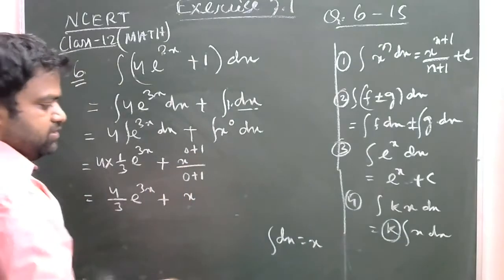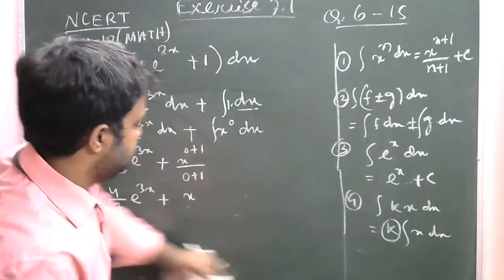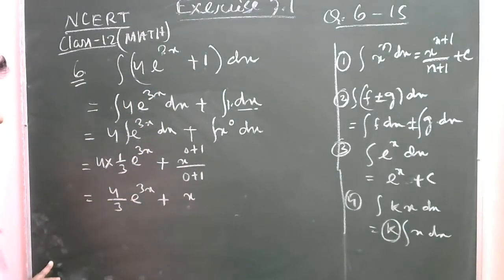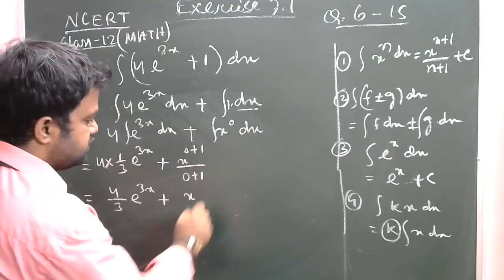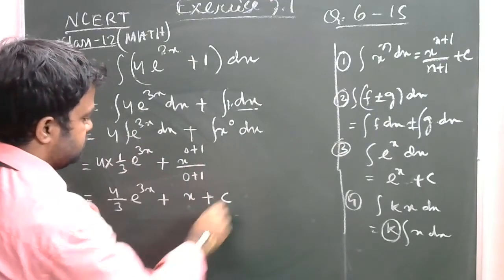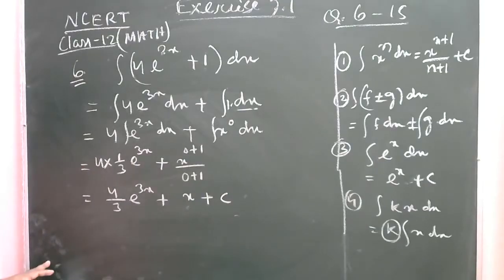Why? You can see here. Okay, so now 4 upon 3 e to the power 3x plus x plus c. So this is your answer for question number 6.